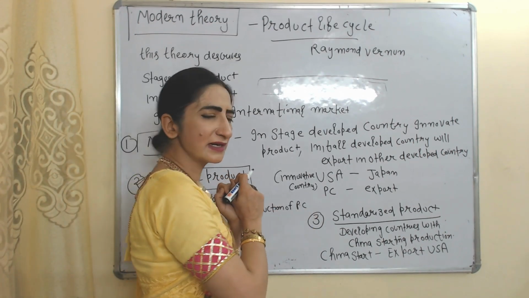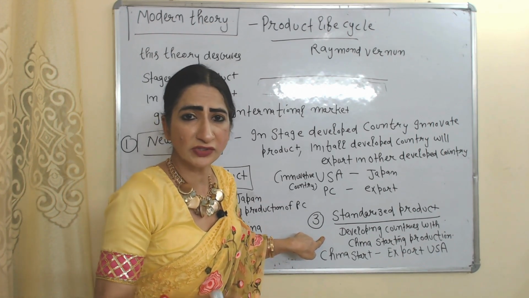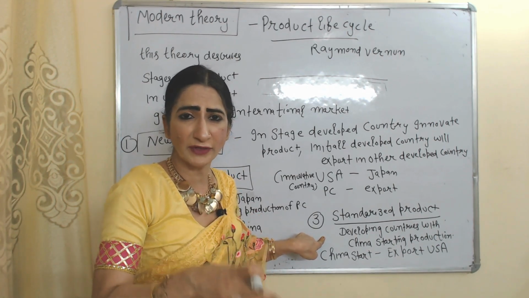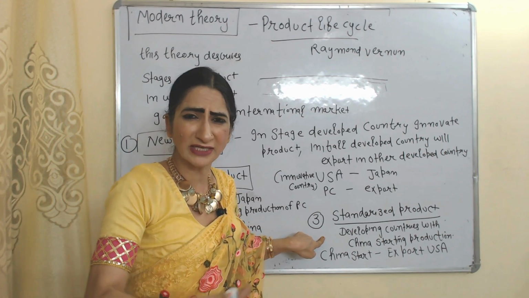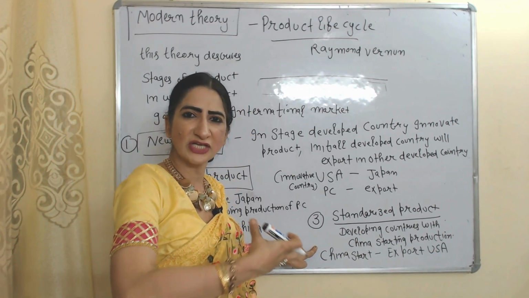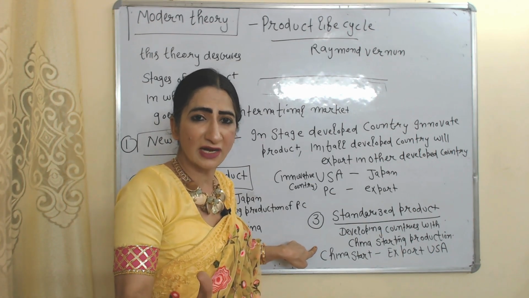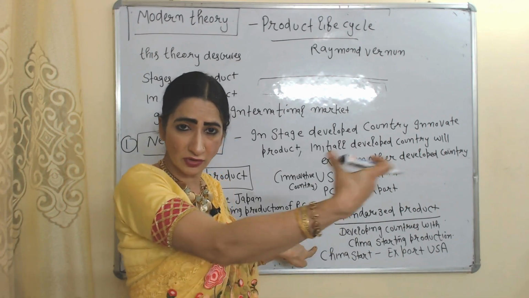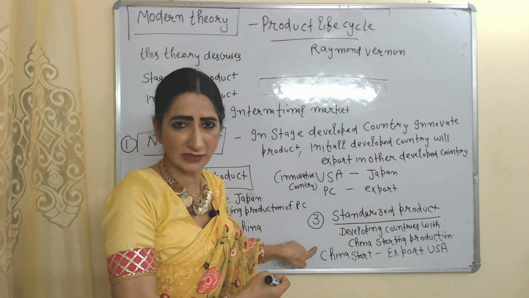Next stage is standardized product. During this stage, developing countries like China also start production of personal computers. That's why sale and profit of innovative country fall so much. So innovative country leaves this product and focuses on some other product. But developing country China keeps producing personal computers because China has so many unused resources. As China increases production and export to other developed countries, China is even exporting personal computers to USA also.